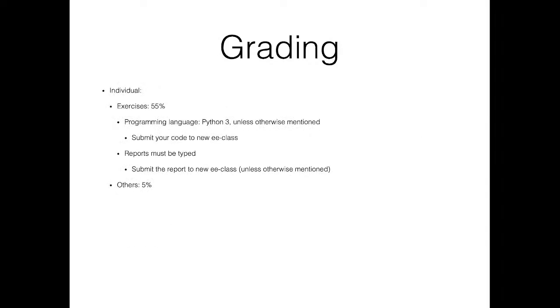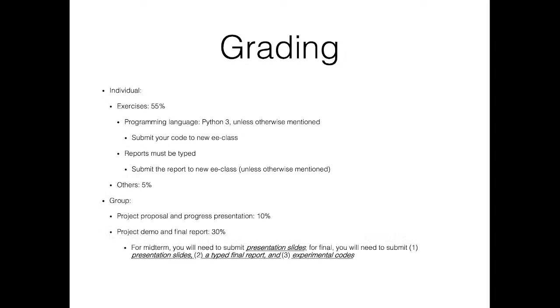Okay, grading. You would have individual grade and group grade, which means in this course you have to have groups. And for individual scores, you will have individual exercises, which account for 55% of your final score. And there's another 5% which in our previous semesters was based on your course participation. But now I don't know how to do the course participation, so I have to think about how to do with this 5%.